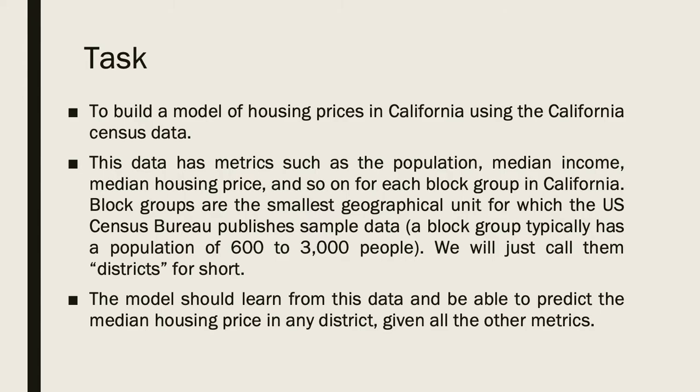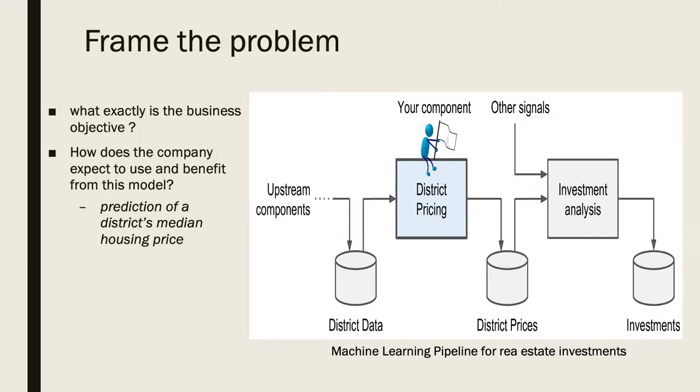To understand this better, we want to help you appreciate what these block groups actually are in California. They are the smallest geographical unit for which the U.S. Census Bureau publishes sample data, and most of the time the population spans between 600 to 3,000 people within that particular encampment. The model we are trying to develop should learn from this given data, and then be able to predict the median housing price in any district, given all the other metrics. It will get to a point where we will not want to consider all the features, but only some of the most important or relevant features.